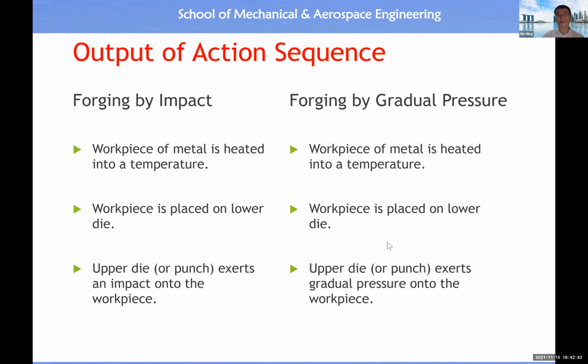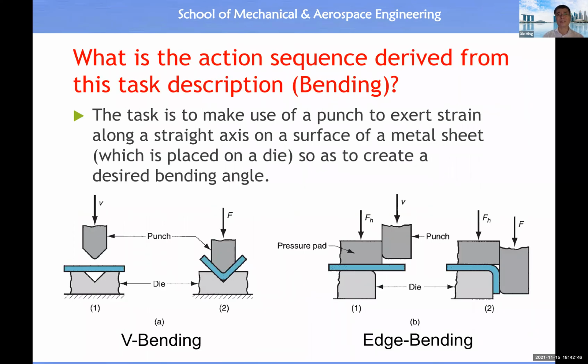Okay, so these are the possible versions of an action sequence. And one more example. Here we have a task of bending, and the description of this task is to make use of a punch to exert strain along a straight axis on the surface of a metal sheet, which is placed on the die, so as to create a desired bending angle.